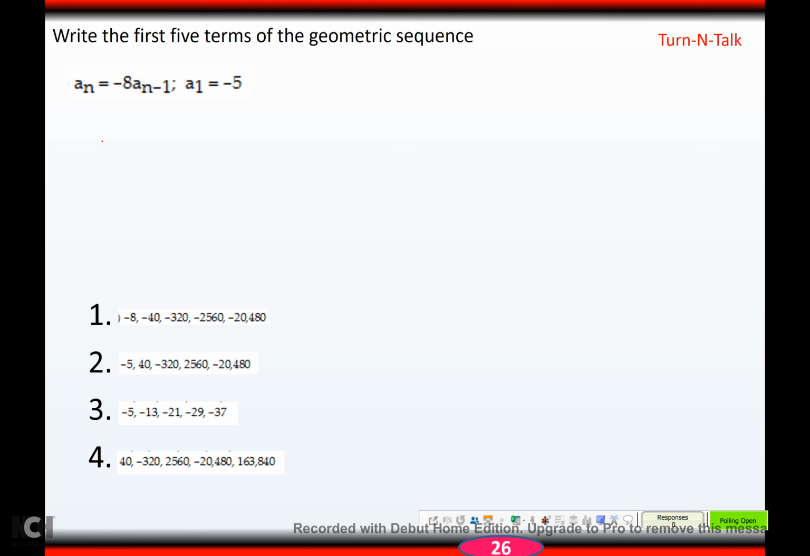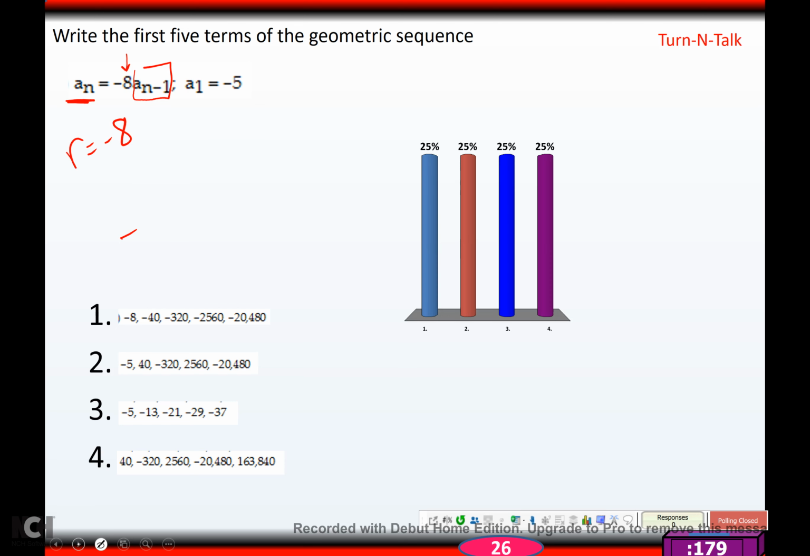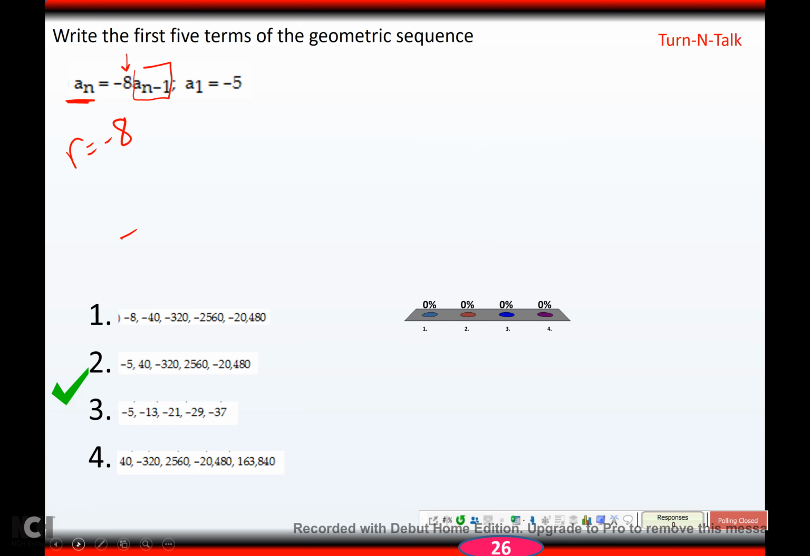Okay, they're saying to get the next term in the sequence, hold on, let me make sure I have my pen. To get the next term, you're going to take the last term and you're going to multiply by -8. So they're telling you the common ratio is -8. Alright, hit pause, come back when you're ready, and hopefully you get this.